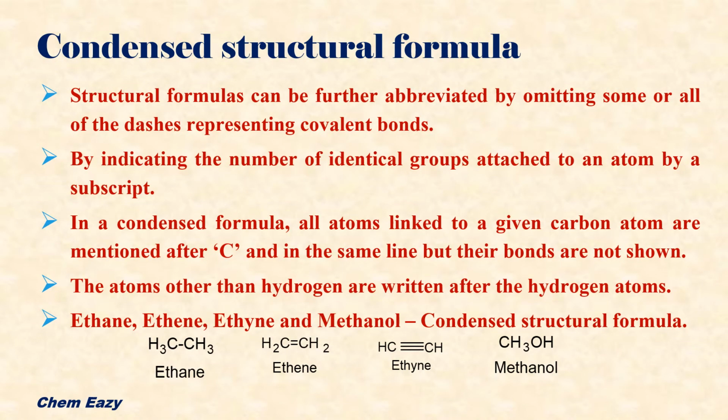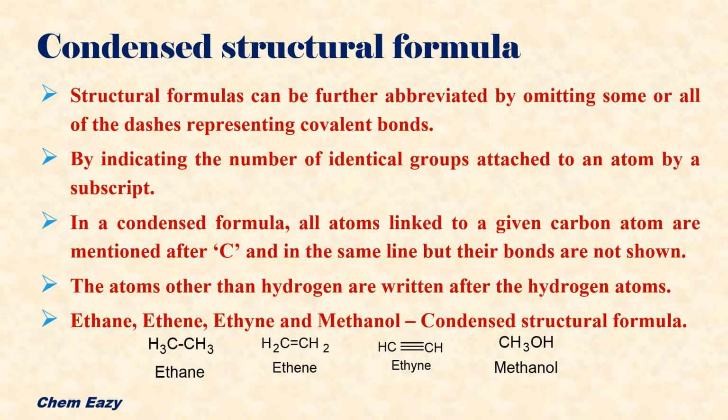Drawing complex structures with a complete structural formula is not that easy, because there are many dashes. It means single bonds, double bonds and triple bonds are shown. So for simplification, the condensed structural formula can be used.